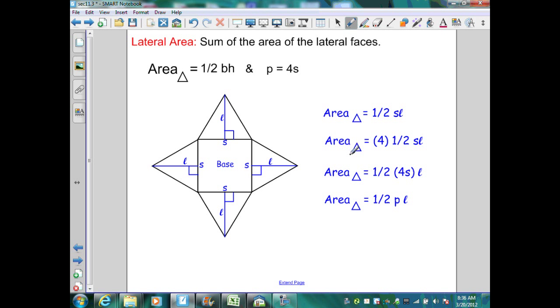In this case, we have the area of a triangle equal to 4 times that amount because I have 4 lateral faces that I know to be congruent. If I use the commutative property, move that 4 adjacent to the s, that gives me 4s. But recall, we know that 4s is equal to the perimeter of my base. Therefore, I can substitute in p for 4s, and that gives me the lateral area of my pyramid, which is the surface area of each lateral face, to be 1/2 p, which is the perimeter of the base, times L, which is the slant height of the lateral face.